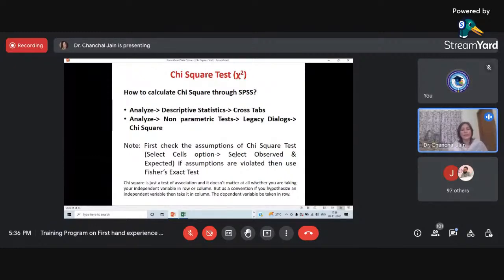So in that case we will not go for the chi-square test. In that case we will go for Fisher's exact test. This would be the alternative for the chi-square test. When the assumptions of the chi-square test are violated, we will go for Fisher's exact test.